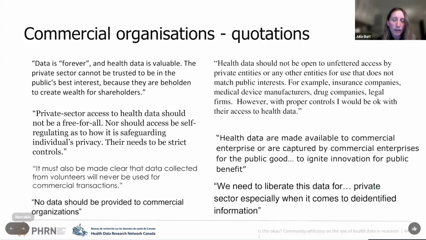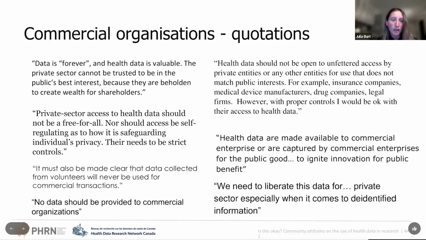And again, some quotes from participants, which you can see. We did see two ends of the spectrum here. On one end, a lot of people felt that commercial organizations care about the bottom line, which is essentially profit and creating wealth for their shareholders. And at the very end of the spectrum, there was one individual who said, no data should be provided to commercial organizations, full stop. Then somewhere along the middle, people are thinking, okay, it's fine to share as long as there are proper controls. Examples were given: insurance companies, medical device manufacturers, drug companies, legal firms.